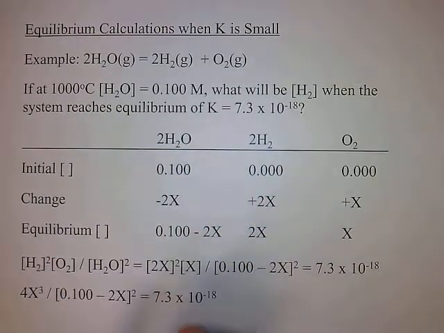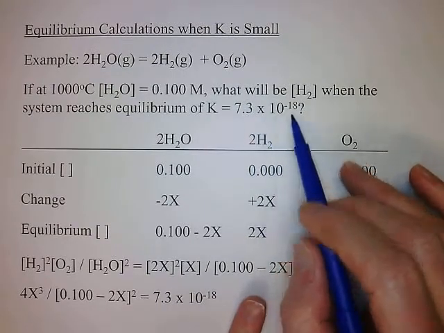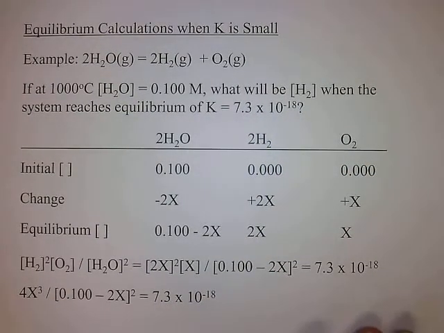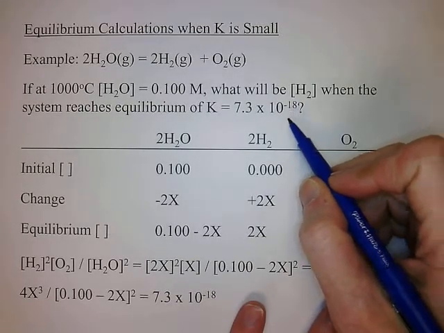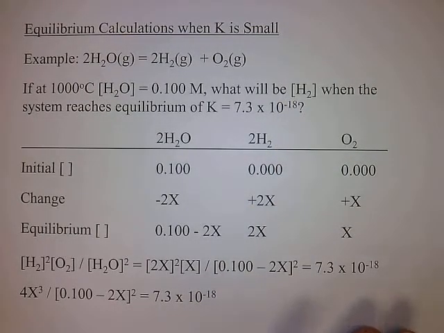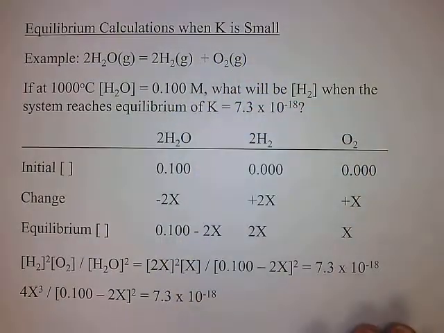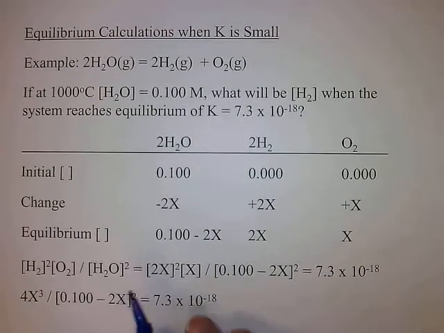Suppose at 1,000 Celsius, which is a pretty high temperature, what is going to be the hydrogen concentration when the system reaches equilibrium if the constant is 7.38 times 10 to the minus 18. Now I want you to notice that's a very, very, very small equilibrium constant. So we know that the concentrations, even at 1,000 Celsius, are going to be very small.